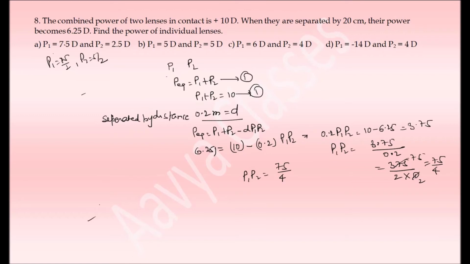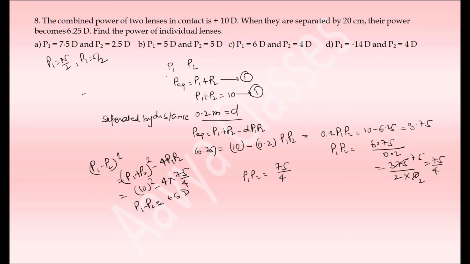However, we will solve it and show that the values of P1 and P2 come out to be 7.5 diopter and 2.5 diopter respectively. So we will calculate P1 minus P2. So P1 minus P2 whole square is P1 plus P2 whole square minus 4 P1 P2. So that is 10 square minus 4 into 75 by 4, and from there we get P1 minus P2 is equal to plus 5 diopter.